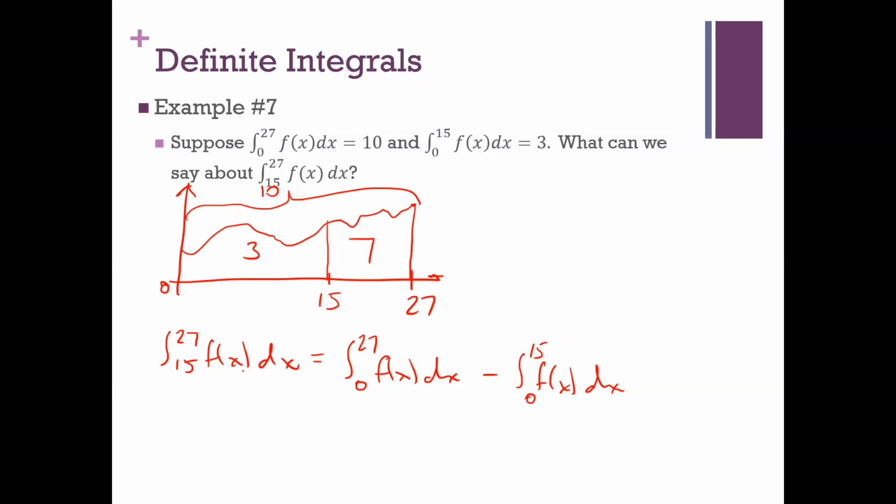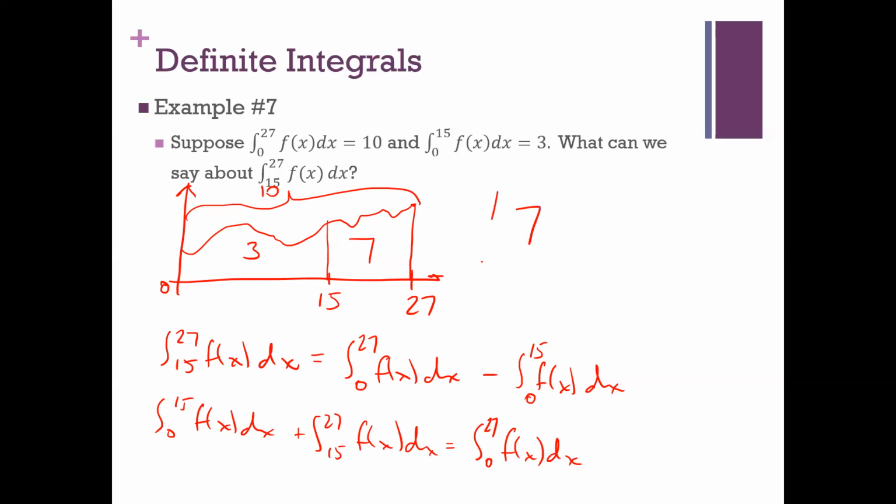But if we rearrange a little bit, I can add this third term to both sides and get this. The integral from 0 to 15 of f of x dx plus the integral from 15 to 27 of f of x dx is equal to the integral of what interval of the same function? 0 to 27, yeah, the entire way. So yes, we can say that integral is equal to 7. Any questions there? Okay.